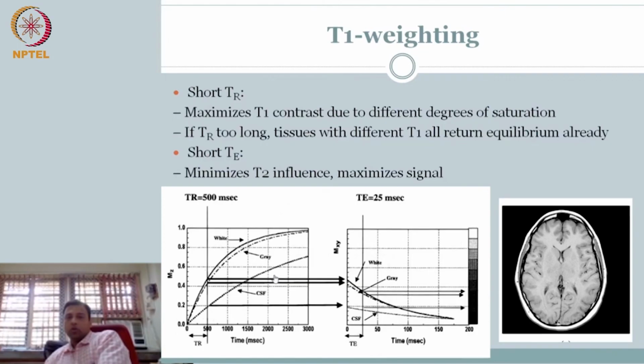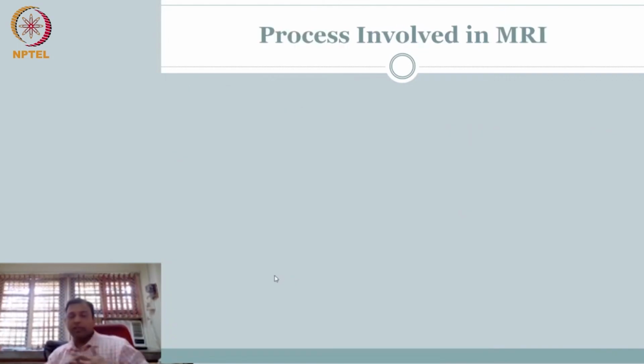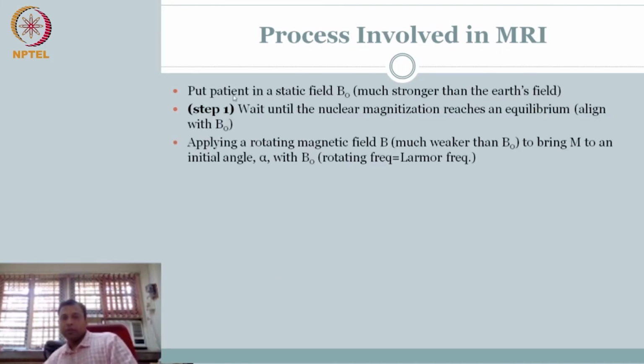So let's summarize, putting everything in the context of what we have covered so far, the process involved in MRI. First and foremost, take a sample. We started by putting the patient in the static field, and then you wait until the magnetization reaches equilibrium. Once equilibrium is reached, you apply another magnetic field, but this time a rotating magnetic field, at the Larmor frequency. Once you do this, what happens? You push it to the floor.